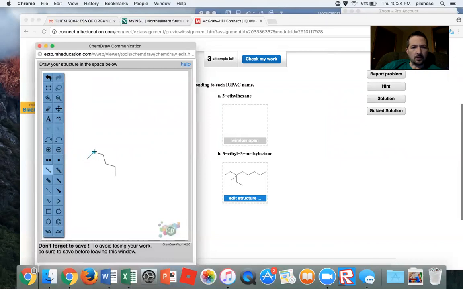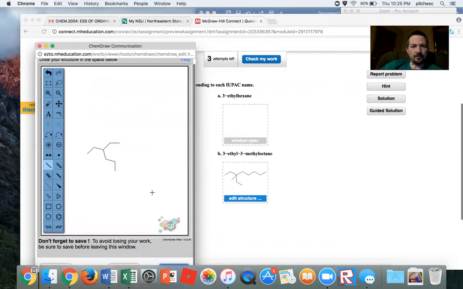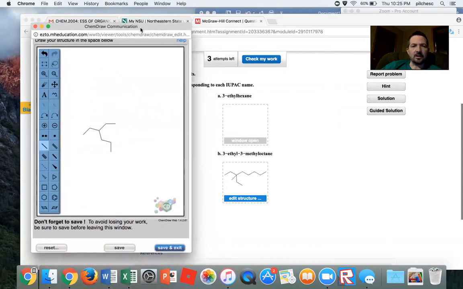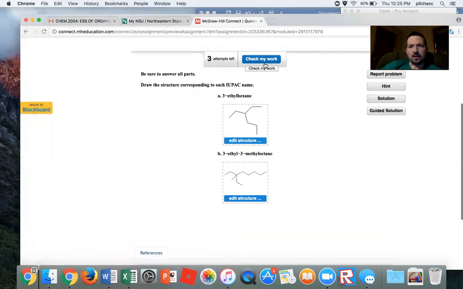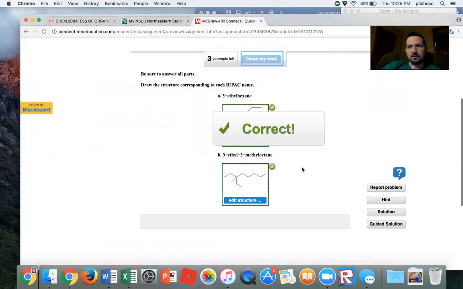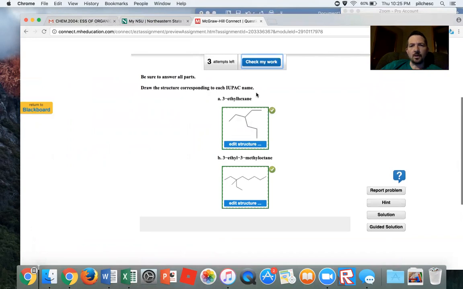So 1, 2, 3, 4, 5, 6. Then 3-ethyl, so 1, 2, 3. So here I'm going to put my ethyl group. So again, remember, I'm highlighting each end of the bond before I draw it. And so you can draw, as long as you have 6 carbons in the straight line, it doesn't matter which direction you draw it in. It should still count it right each time.